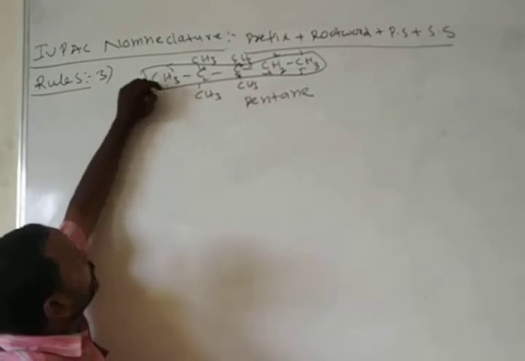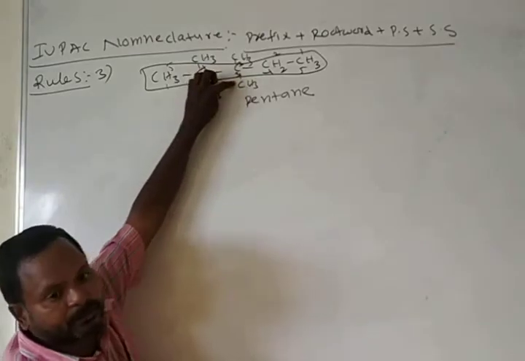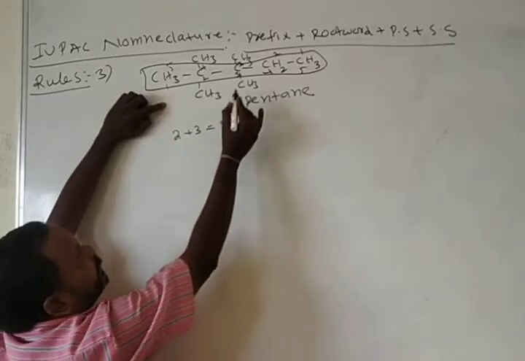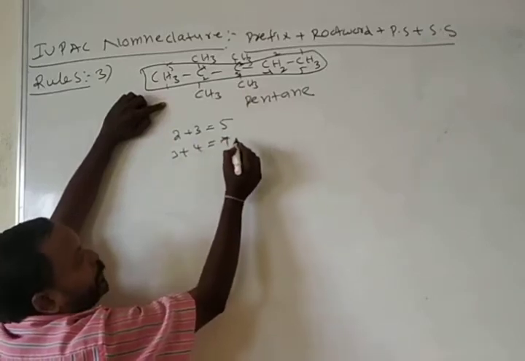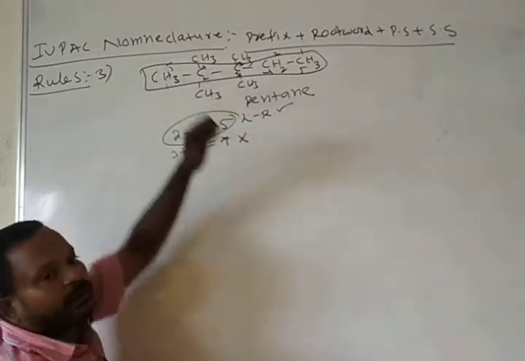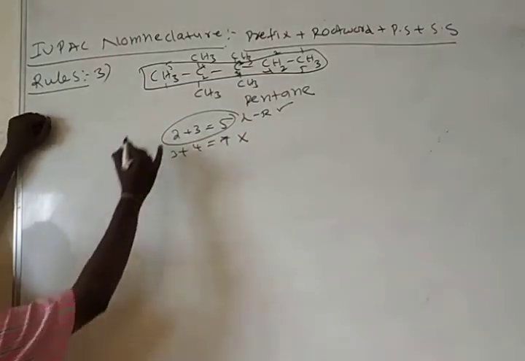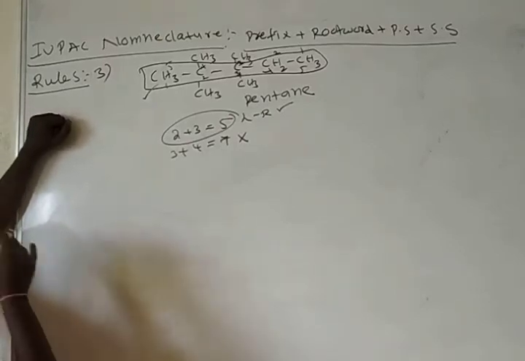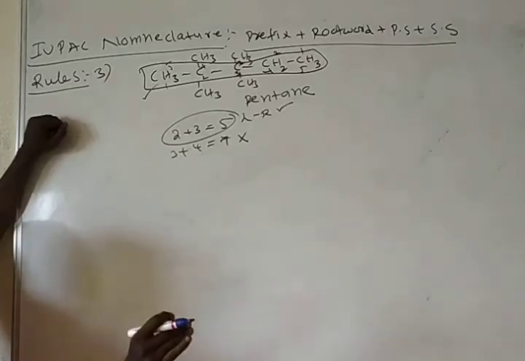While giving left to right, this carbon gets the second position and this carbon the third position: 2 plus 3, 5. While giving right to left, this carbon gets the third position and this carbon the fourth position: 7. Which is the lowest number? This is the lowest, so you should follow left to right. Don't follow right to left.